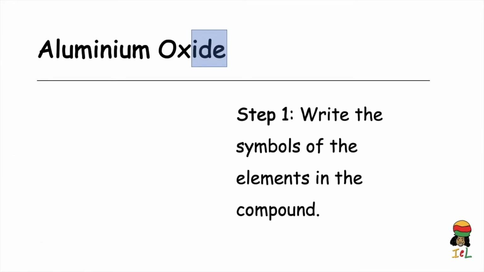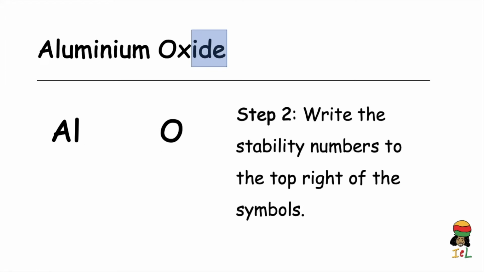Step 1, write the symbols of the elements in the compound: Al for aluminium and O for oxygen. Step 2, write the stability numbers to the top right of each symbol.